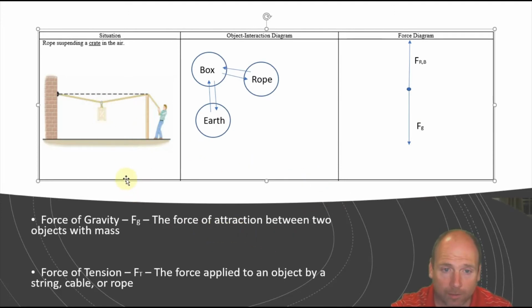So the Earth has mass, the box has mass, and so we have gravity between them. The force of attraction between the two objects. Not by one of the objects, but between them. So there's a force on one, and a force on the other.